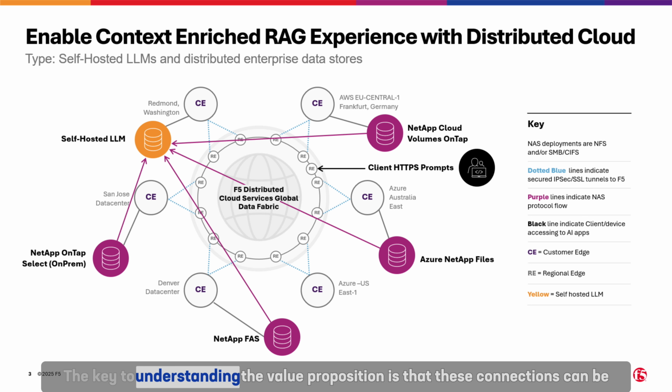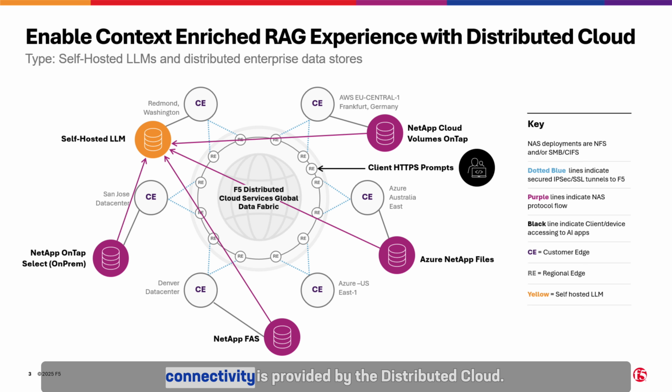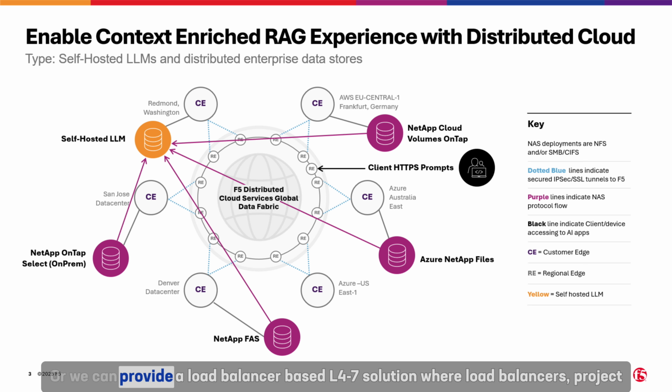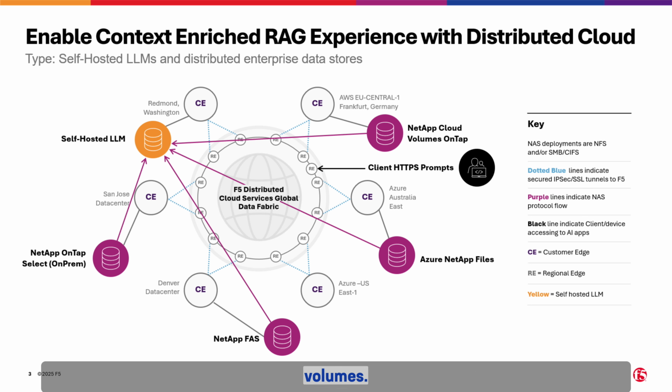The key to understanding the value proposition is that these connections can be made at layer 3 through multi-cloud networking network connect. Layer 3 connectivity is provided by the Distributed Cloud, or we can provide a load balancer based L4 to 7 solution where load balancers project protocols like S3 over HTTPS, or TCP load balancers provide access to NFS or SMB volumes. In the following brief example, AppConnect was selected.